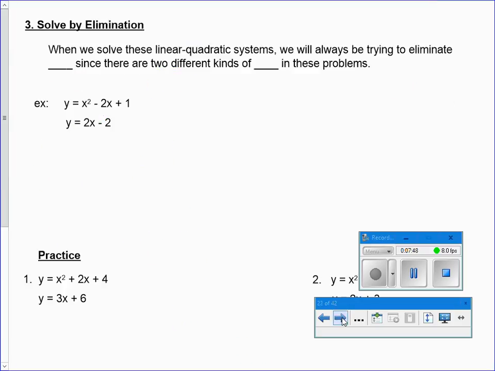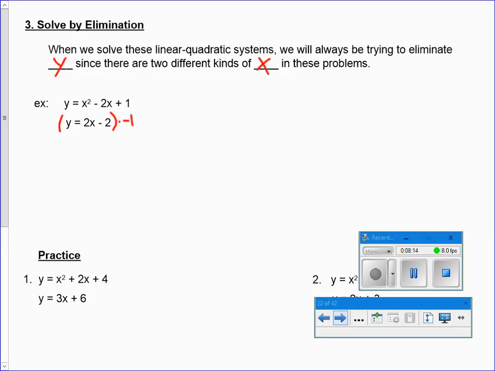And the last way we learned, we're solving by elimination. So when we solve a linear quadratic system, we're always going to eliminate the y variable, since there's always going to be two different kinds of x. Right, there's going to be x and x squared. So if we eliminate the x's, we still have x squared, and then we'd have two different variables in the problem. So what we're going to do is eliminate the y's in these problems.